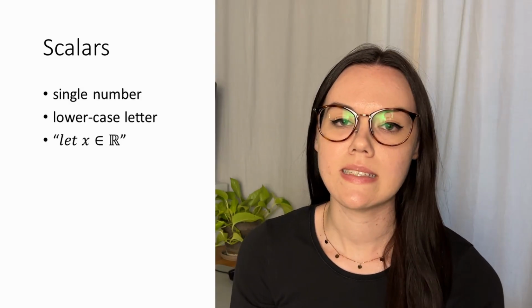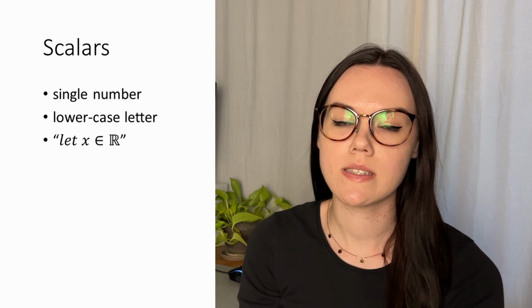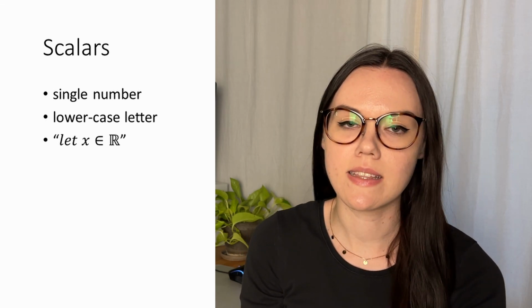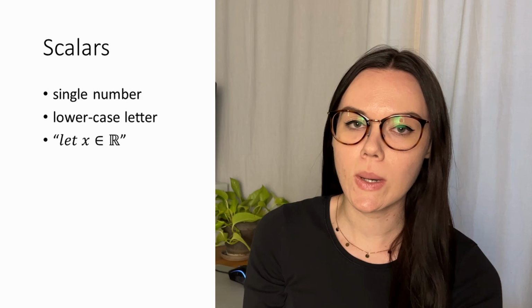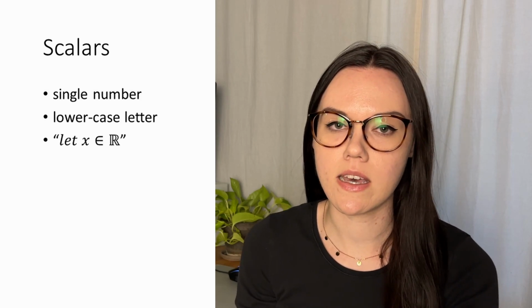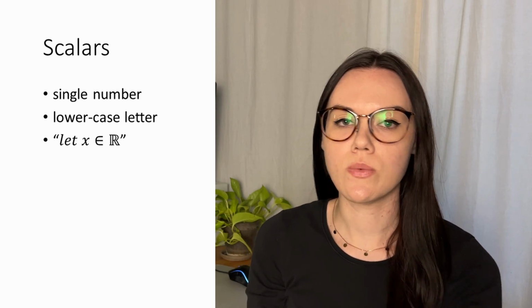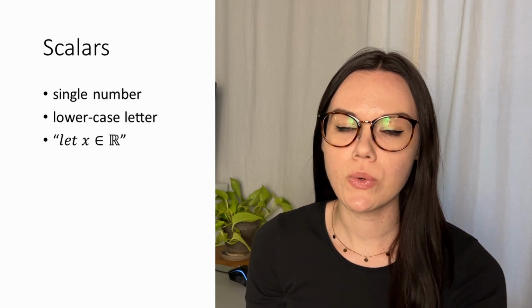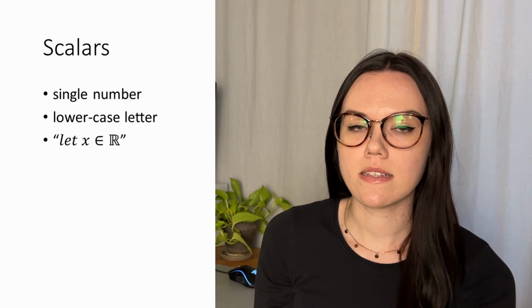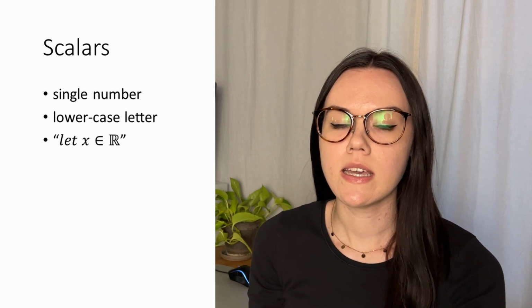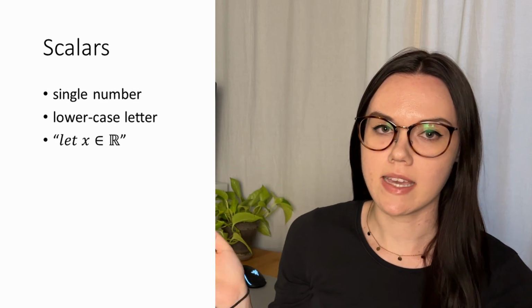Okay, so now that we've got this out of the way, let's look at the first simple object of linear algebra, and that's a scalar. A scalar is basically just a single number, that's just math talk for single number, and you use a lowercase letter to describe a scalar. So for example, if you choose a real number like 3.2, then you would write in math something like, let x be from the real numbers, like I've written here.